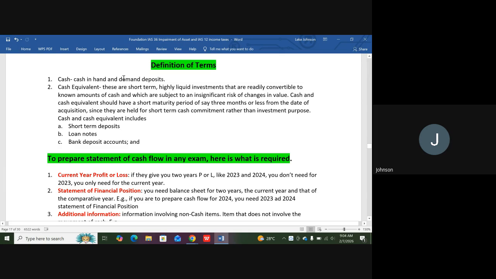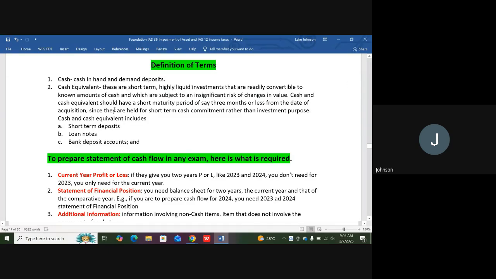So that is what cash is. Cash can be cash at hand or demand deposit. Then when we talk about cash equivalent, we are talking about short-term, highly liquid investments that are readily convertible to known amounts of cash and which are subject to an insignificant risk of changes in value.